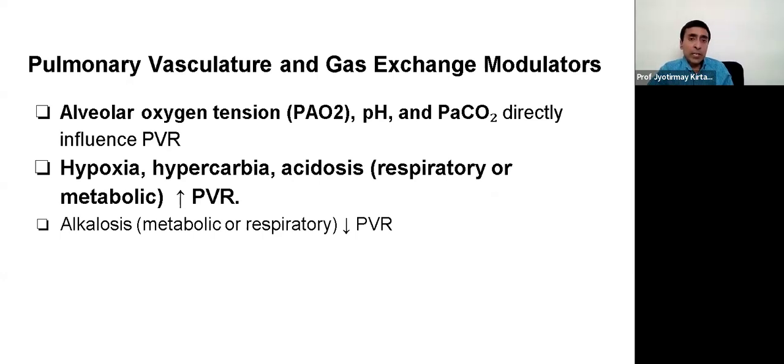So now, as I've already told, this is the most important part which is taught in MBBS, but nobody tells us that this is important. We don't recall and correlate with our practice, but everybody knows. The alveolar oxygen tension, that is the PaO2, pH, and the PCO2 directly influence the pulmonary vascular resistance. Hypoxia, hypercarbia, acidosis increase the pulmonary vascular resistance. So when the right heart is failing, don't do anything which causes hypoxia, hypercarbia, and acidosis. Like your patient is already having right heart failure, RV failure because of cor pulmonale or whatever.